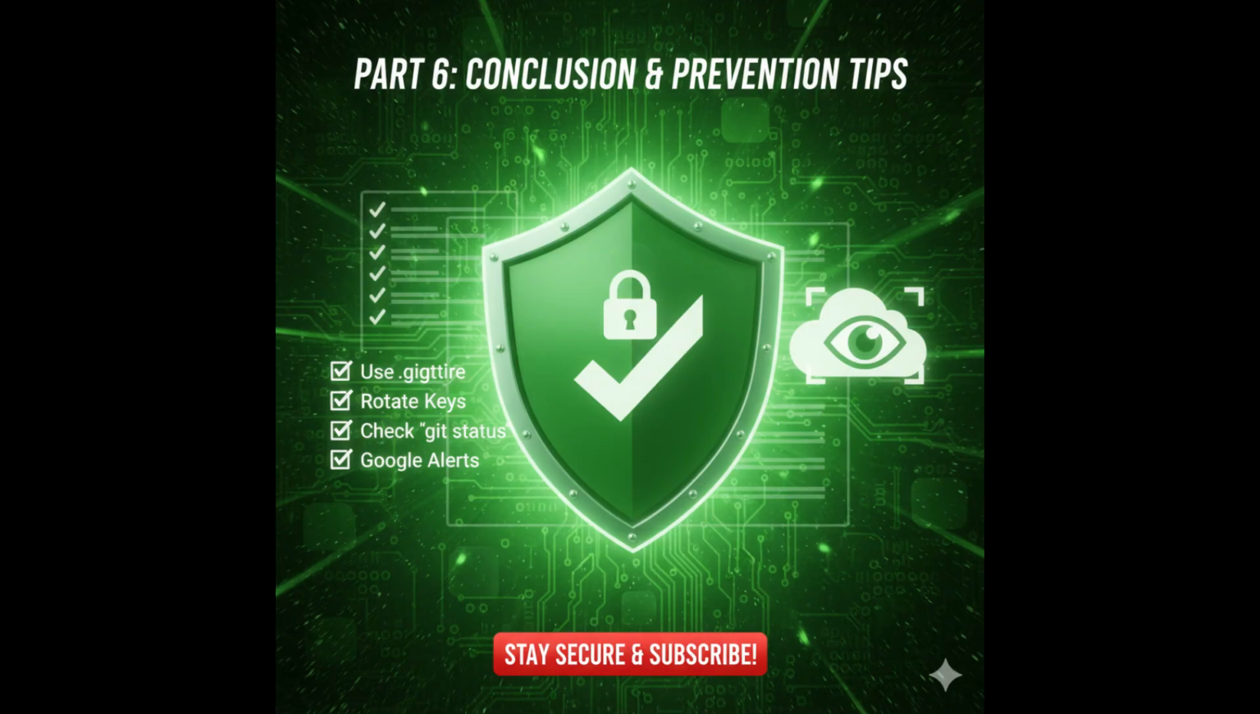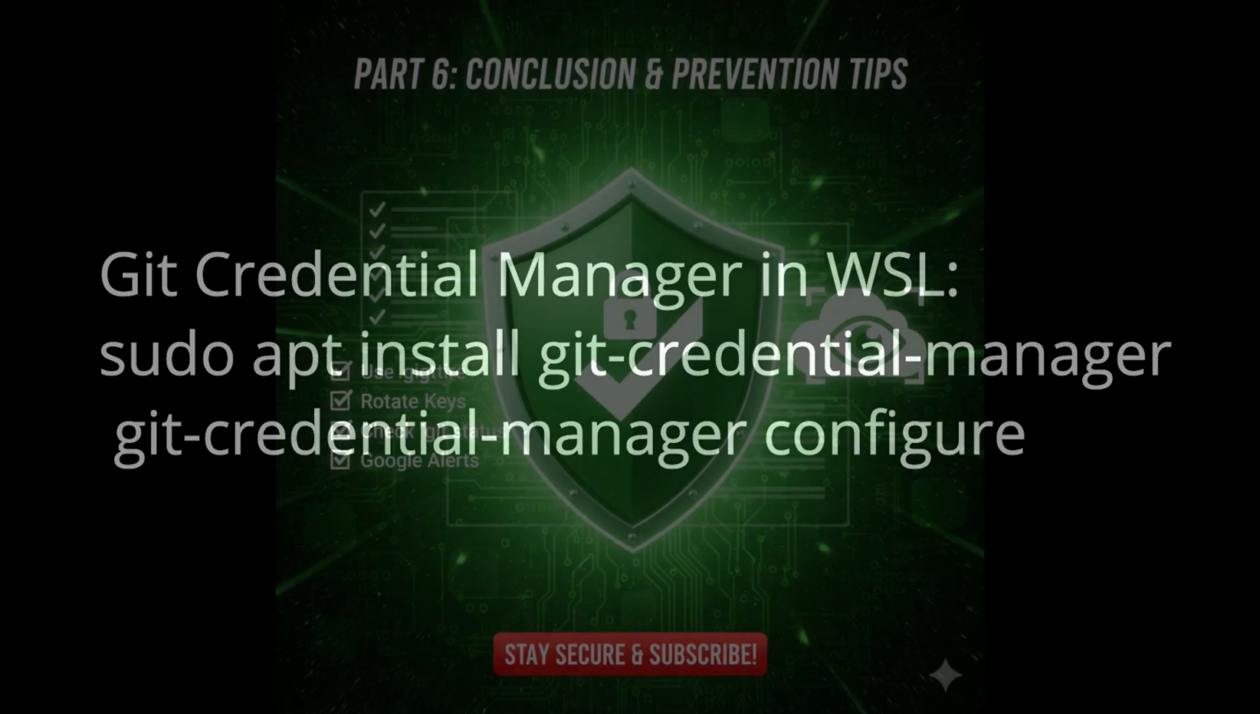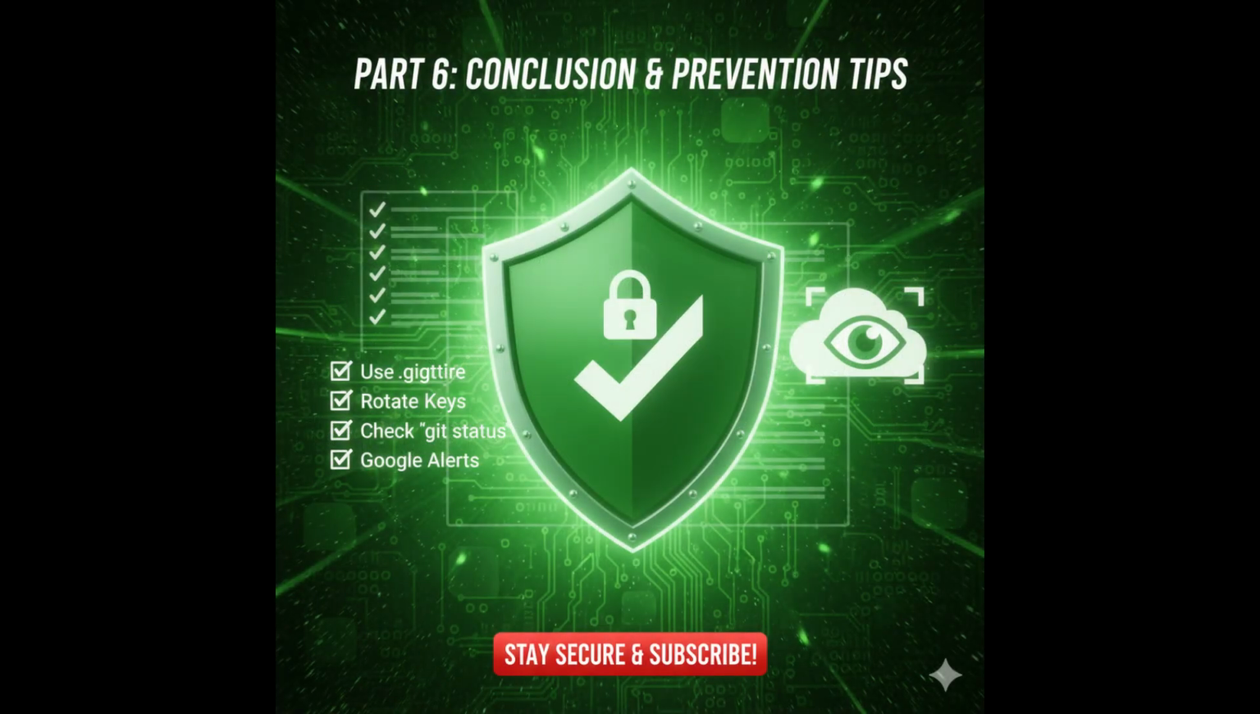To make sure you never have authentication headaches again, install the Git Credential Manager in WSL. And the way to do that, here are the commands: sudo apt install git-credential-manager and git-credential-manager configure. This secures your login token for good. Success! Your clean code with no exposed secrets is now safely backed up on GitHub. We did it. You turned a catastrophic mistake into a secure solution.